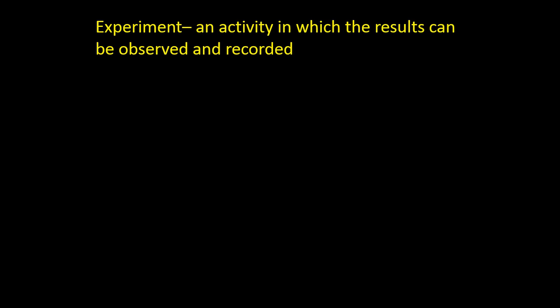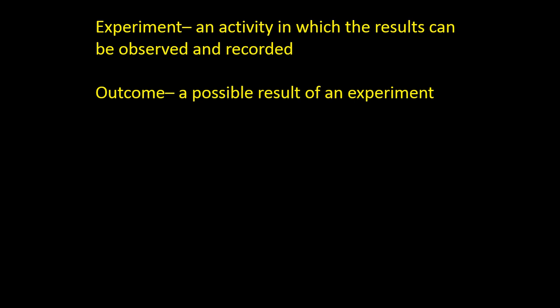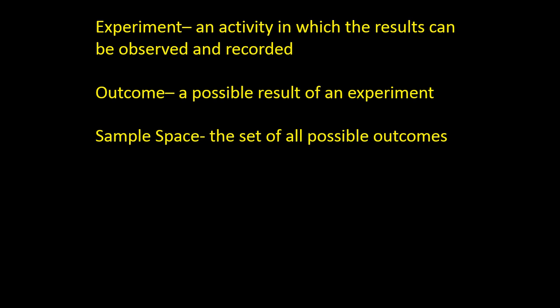So here are our first definitions. An experiment is an activity in which the results can be observed and recorded. Now you may think of an experiment like a science experiment, but for us it might be something like flipping a coin or rolling a die. An outcome is a possible result of an experiment. The sample space is a set of all possible outcomes.